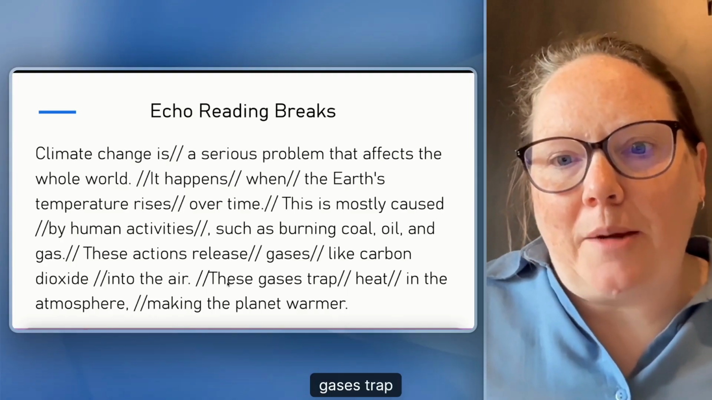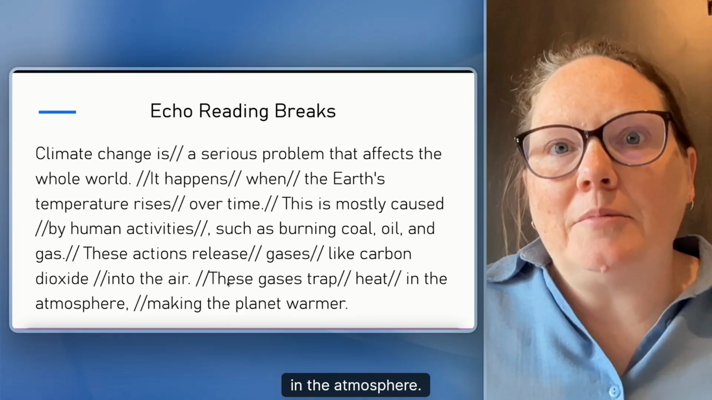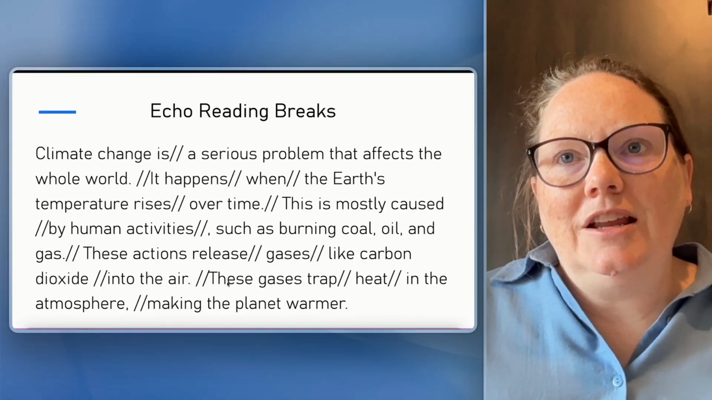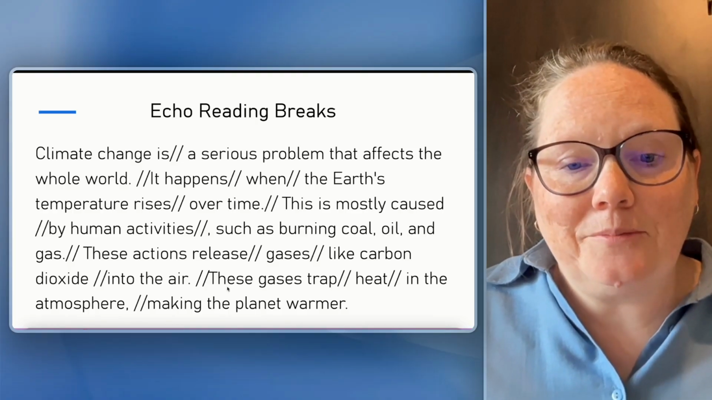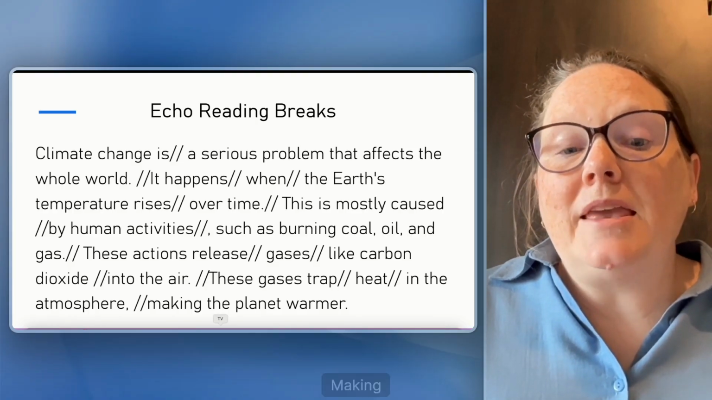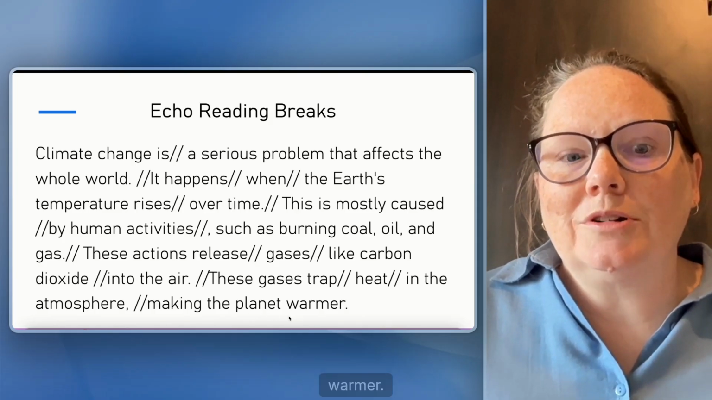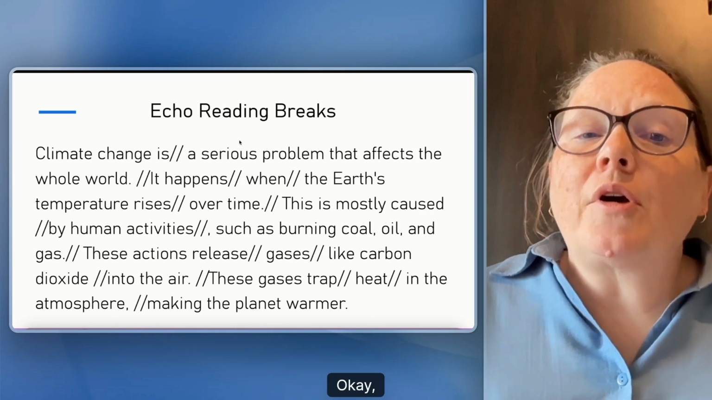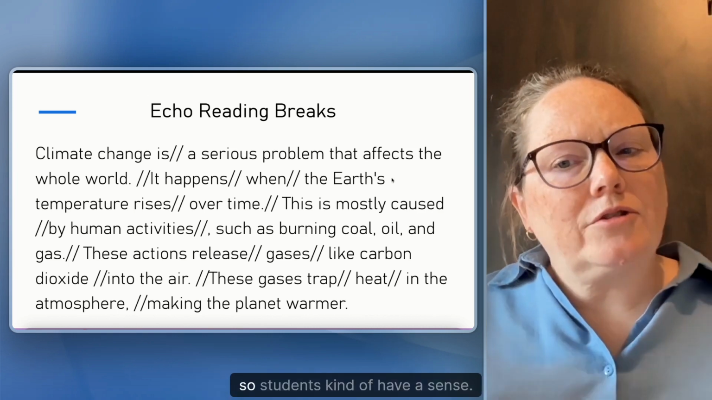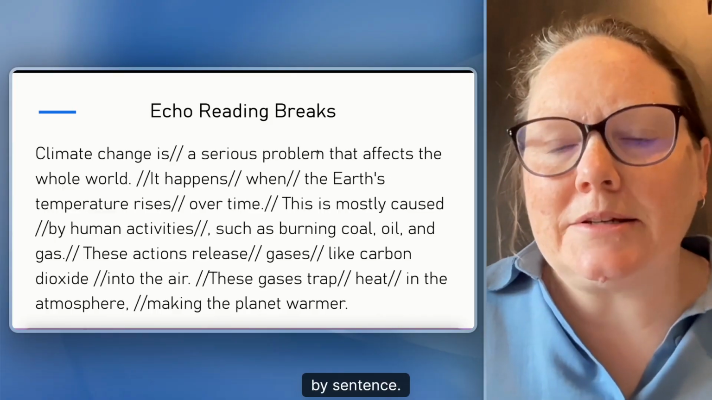These gases trap heat in the atmosphere. Making the planet warmer. Okay, so we've kind of gone through the whole thing, so students kind of have a sense, and then you would go back and maybe do sentence by sentence.